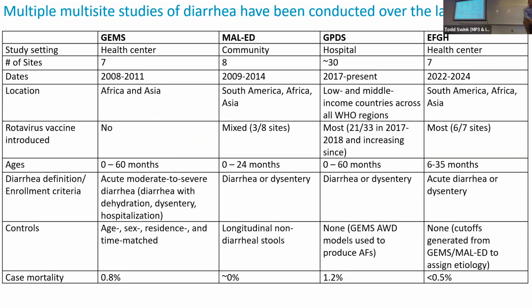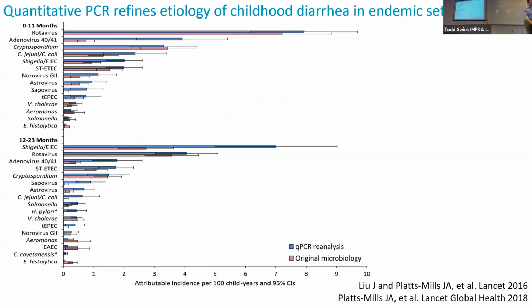I'm going to talk about a couple other studies. I mentioned GEMS and MALED, which are on the left here. The key is this MALED study and then the GEMS facility-based study. Maria talked a lot about EFGH, which is in a lot of ways similar to GEMS as a facility-based study. And GPS is hospital-based diarrhea surveillance in a much broader range of settings, but with no non-diarrheal controls collected. And I'll talk a little bit about that.